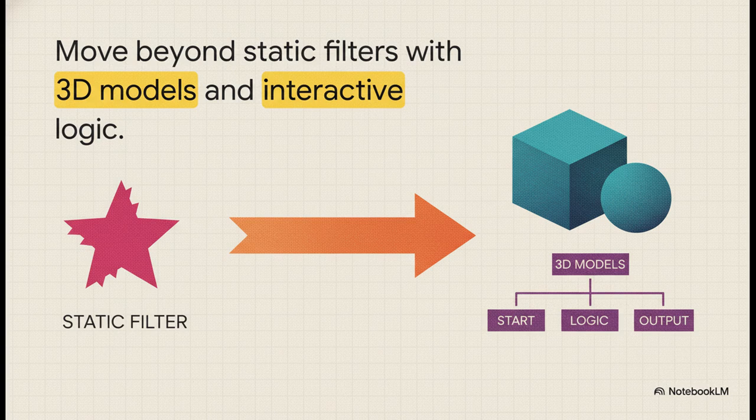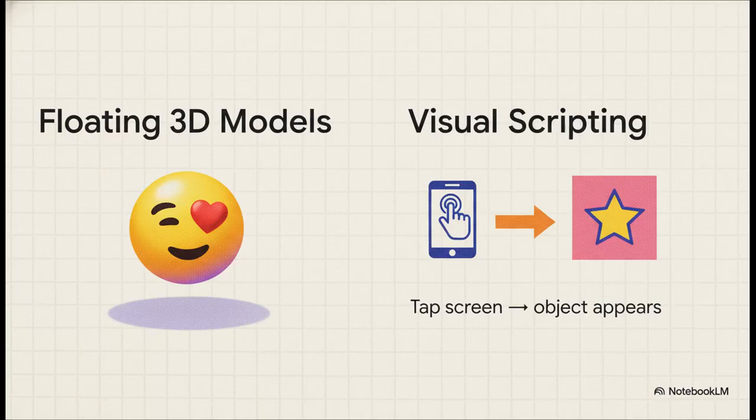Now, if you really want to get nerdy and push things to the limit, Effect Maker has some seriously advanced tools waiting for you. This is where you move past the static filters and start building stuff that's truly interactive. You can bring in 3D models and have emojis or objects just floating around in the room, but the real game changer is something called visual scripting. It's a system that lets you build simple logic without writing a single line of code. So you can say, when someone taps the screen, make this object appear, or when they open their mouth, play this animation. That's how you build those simple little games.